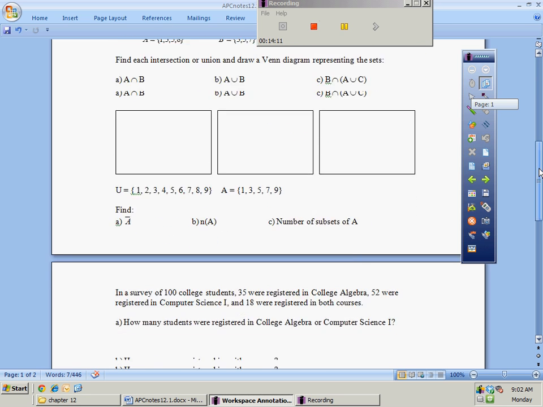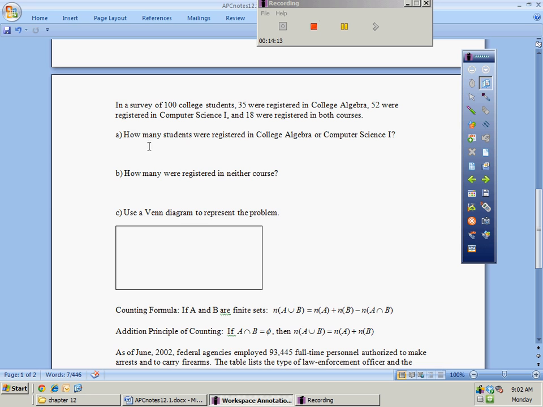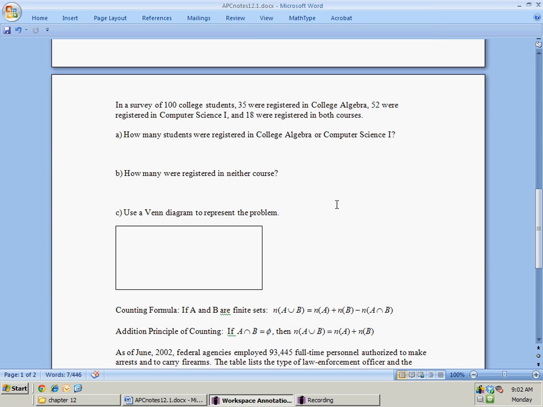Okay. And then in a survey of 100 college students, 35 were registered in college algebra. This is a classic ACT problem. Okay? In a survey of 100 college students, 35 were registered in college algebra, 52 were registered in computer science, 18 were registered in both courses. How many students were registered in college algebra or computer science? So the best way really to do this is with a Venn diagram.